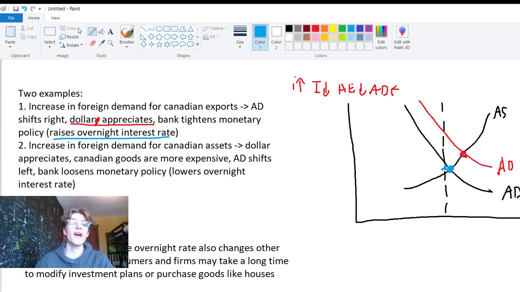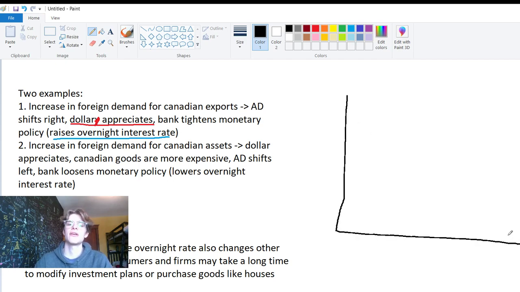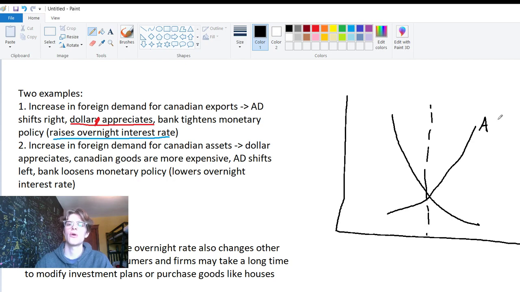On the other hand, another scenario is an increase in foreign demand for Canadian assets. Assets in the economic sense are not goods and services, they're financial assets. So what's that going to do? Well, it makes our dollar more valuable. So our dollar still appreciates, same as the previous case.